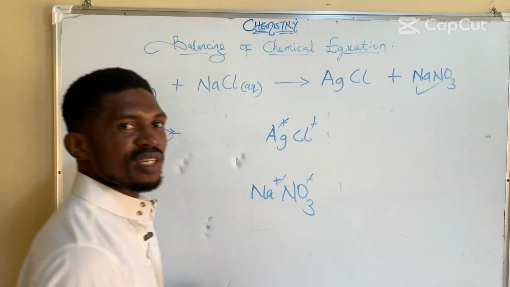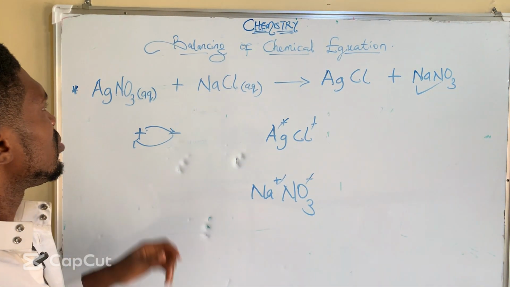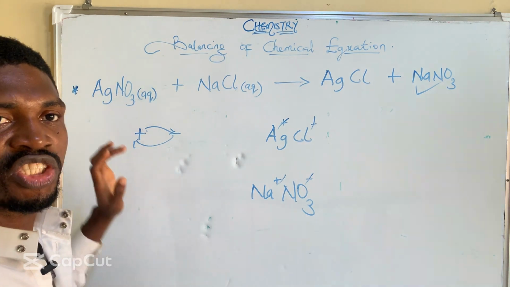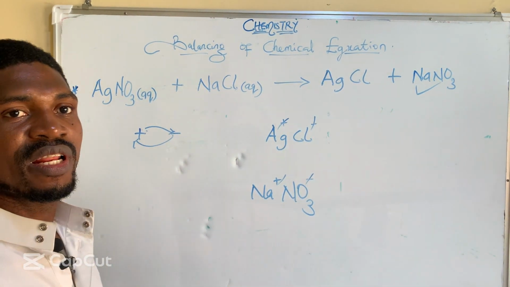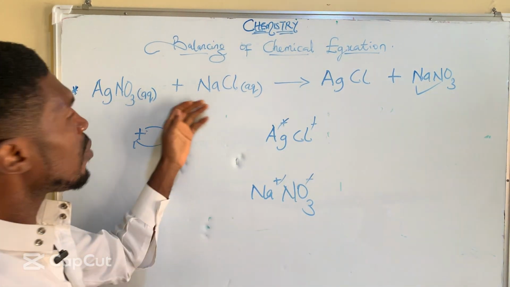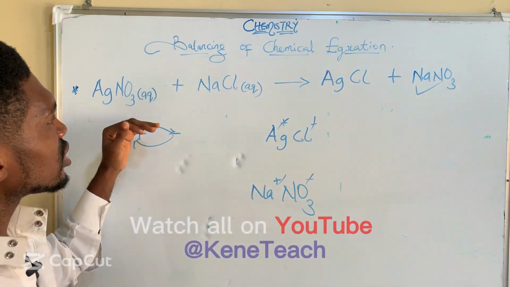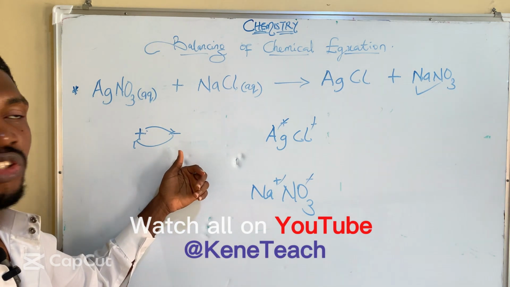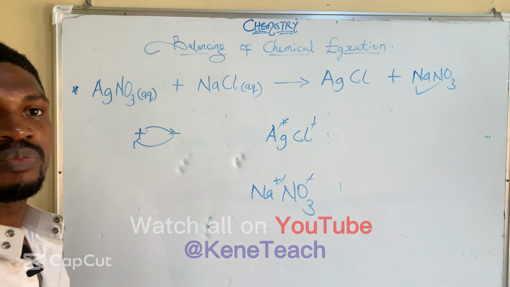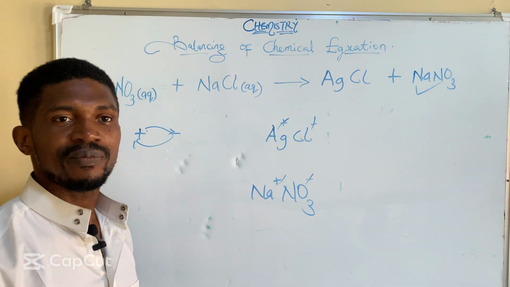I believe you understood it. If you are still finding it difficult, maybe you need to go back to my video where I did oxidation states, or where I even did the electronic configuration, or you go back to the periodic table. I explained this very, very well there. So if you are done watching that, come back and watch this series of videos I'm doing on balancing of chemical equations.